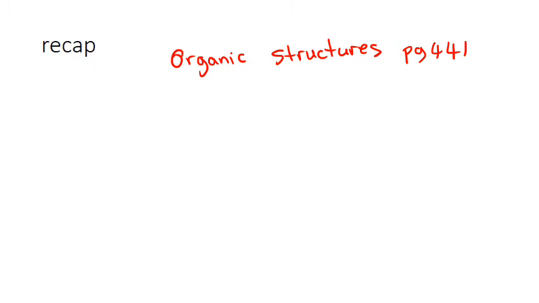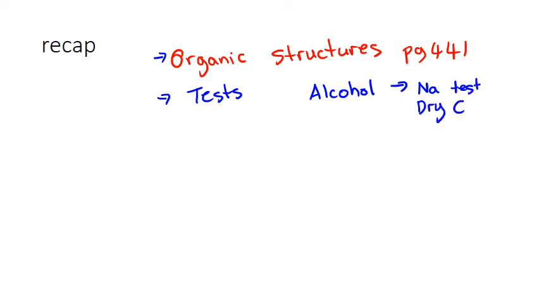Alright, really quick recap here. You guys need to know the structures. Okay. Page 441 for that, so make sure they have that sticky noted. You need to know the tests for the different ones. So what's the test for an alcohol? That's your sodium test. Don't forget you need to dry it first, make sure there's no water there, and we can use calcium chloride for that or something else.